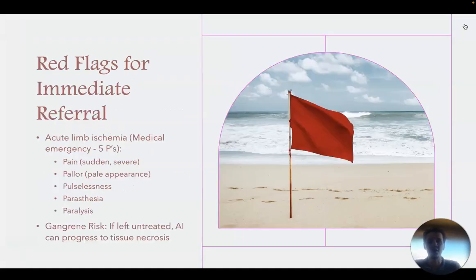Red flags for immediate referral for AI include acute limb ischemia, which has 5 P's: pain, pale appearance, pulselessness, paresthesia, and paralysis. If those are present, it might be a medical emergency. And then there's a gangrene risk, which is if left untreated, AI can progress to tissue necrosis, which is tissue death.